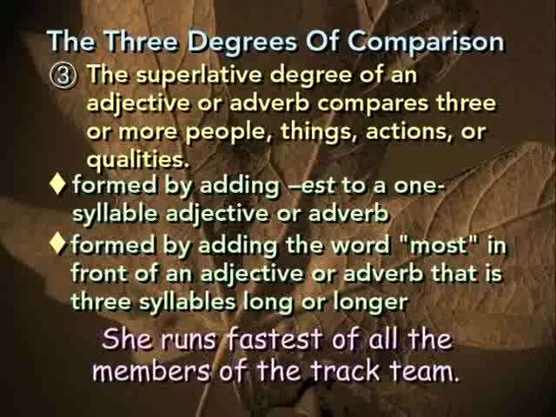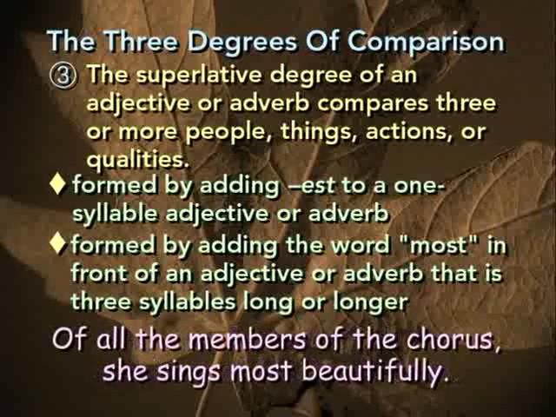She runs fastest of all the members of the track team. It seems obvious that there are more than 2 members of the track team, and therefore we want the superlative degree of the adverb. Starting with a one-syllable adverb fast, we turned it into the superlative degree by making it fastest, simply adding the letters est at the end of the one-syllable adverb. And finally, of all the members of the chorus, she sings most beautifully.